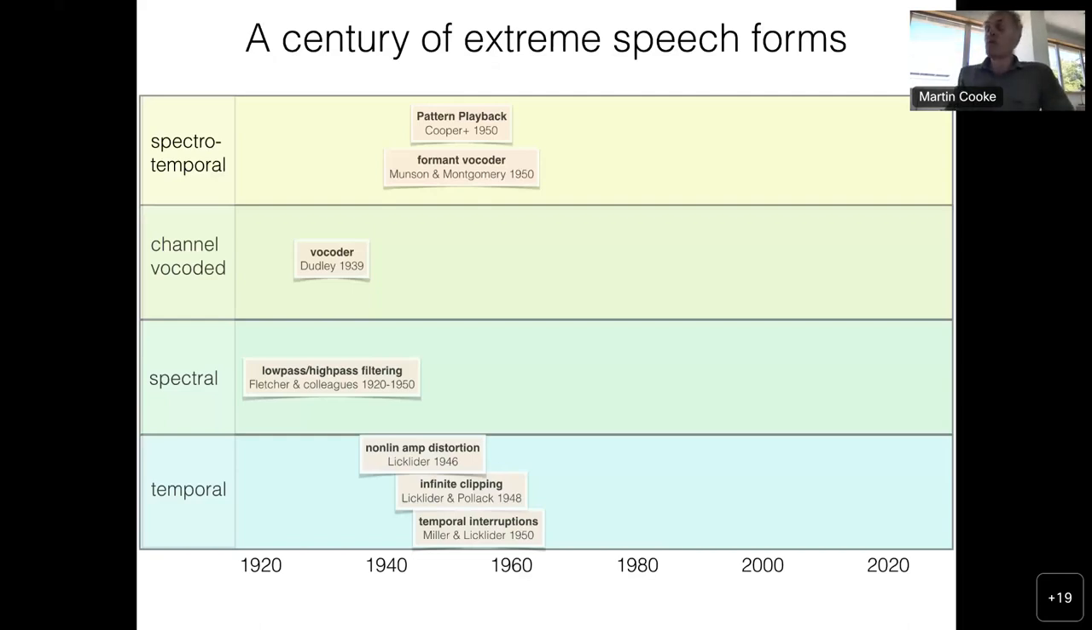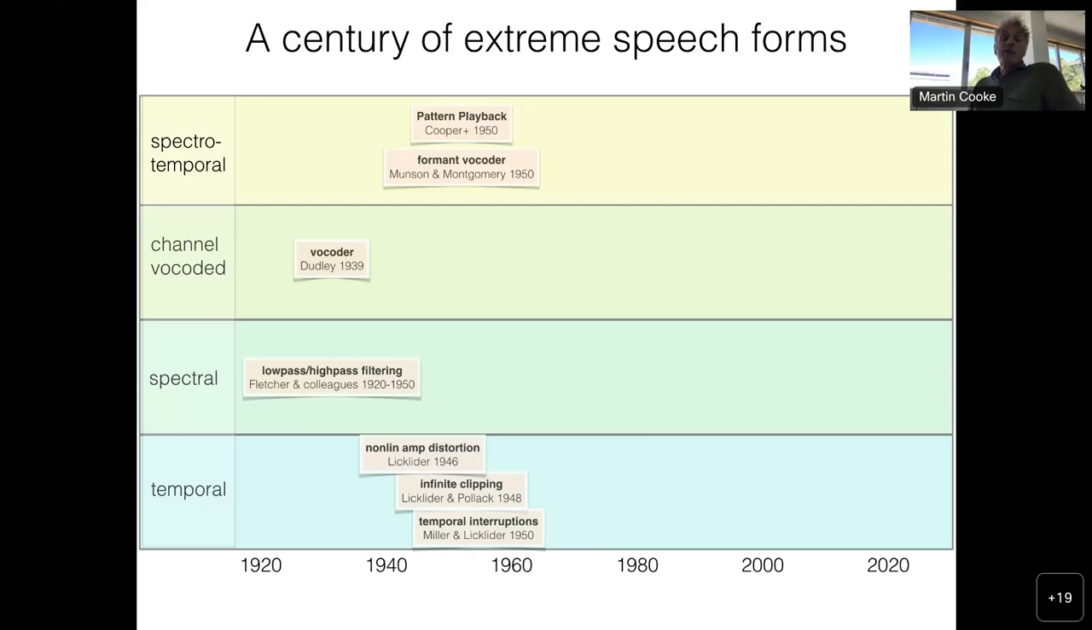So just to start reviewing some of the forms of distorted speech that have been used in the past century, I guess it all started in Bell Labs with Harvey Fletcher and his colleagues, who were trying to work out what kind of bandwidth was necessary to send speech down telephone lines. And what they did was to use some very extreme forms of low and high pass filtering, which wouldn't necessarily have been termed distorted speech at the time, but we can now recognize as some of the earliest forms of distorted speech.